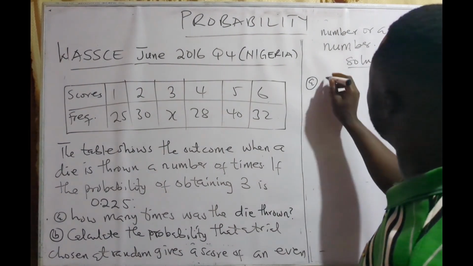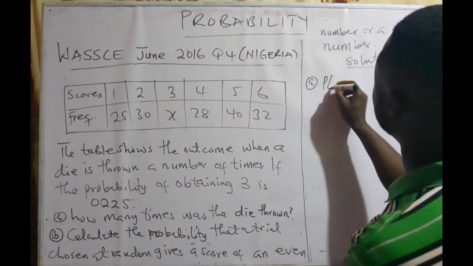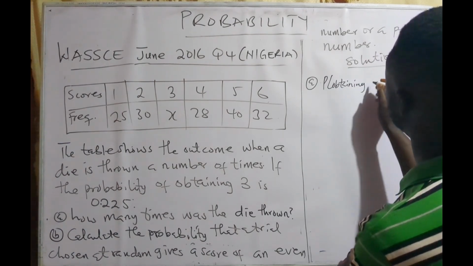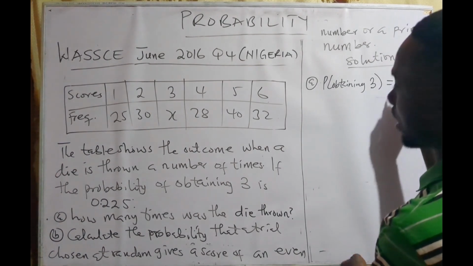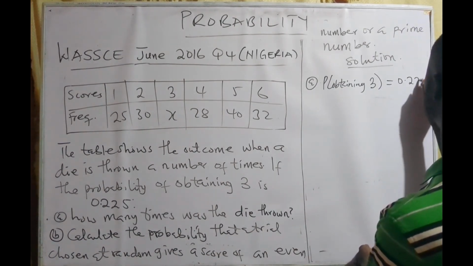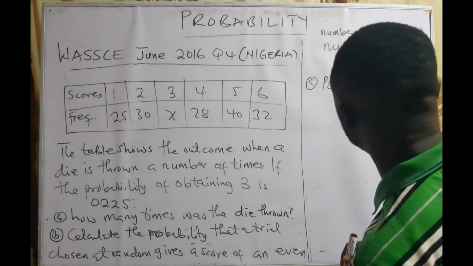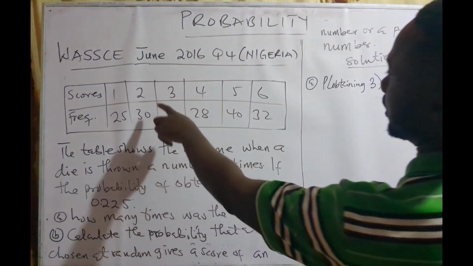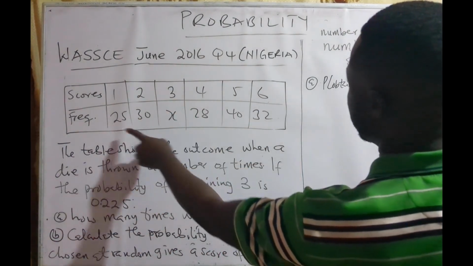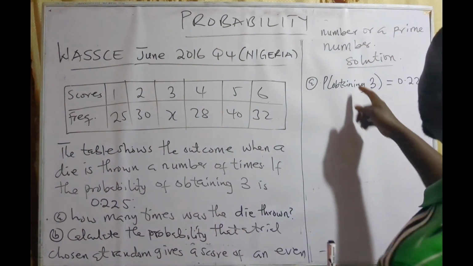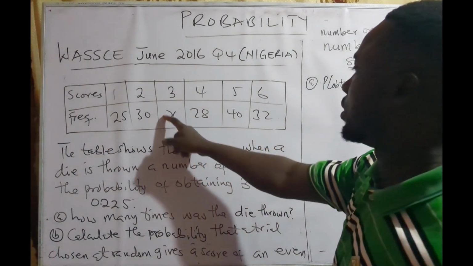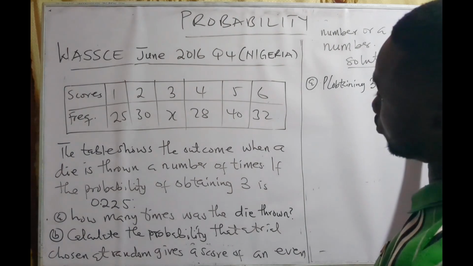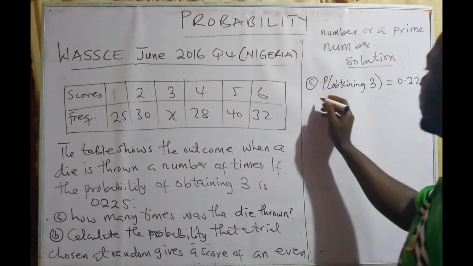So the probability of obtaining a score of 3, we are given as 0.225. Okay. And what is the frequency of 3? The frequency of 3 is X, and then the total frequency. So when you divide the frequency of 3, which is X, by the total frequency, that is why we are going to get the 0.225. So now let's find the total frequency.